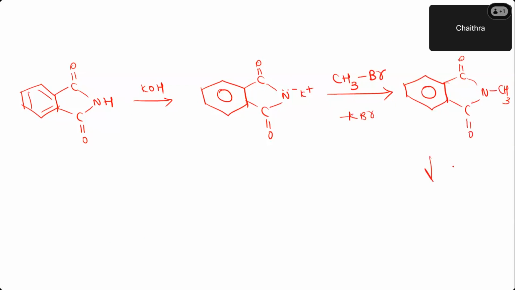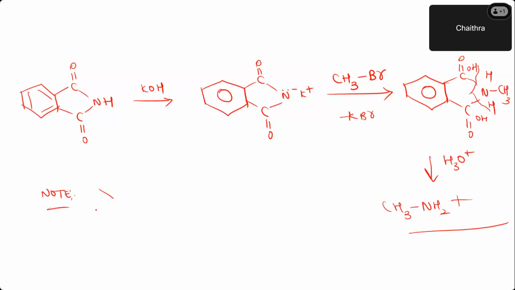So lastly, on the arrow mark, I'll write hydrolysis. So break this bond and predict the product. What did you get? You got CH3NH2 plus phthalic acid. Correct. So this is a method to prepare primary amine. Note, this is very important. By using this reaction, you cannot prepare aromatic amine because if you take aryl halide, it is not easy to cleave the bond.